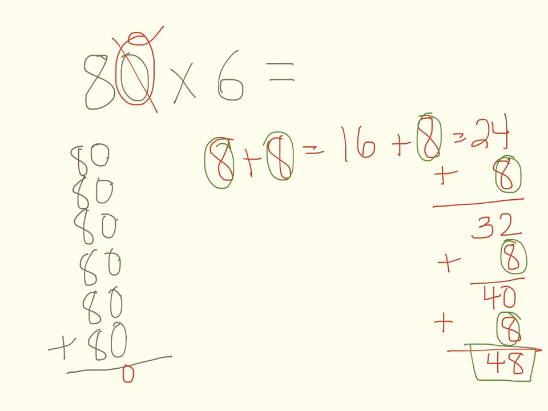So if I put my original problem back, 80 times 6, and I put 48, now I have to put the 0 back. So 80 times 6 equals 480. Now let's do another one. 30 times 6.